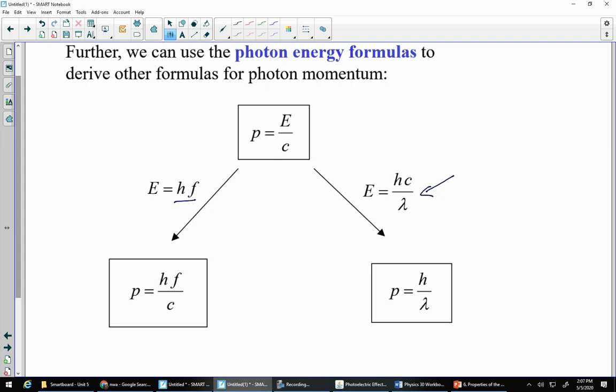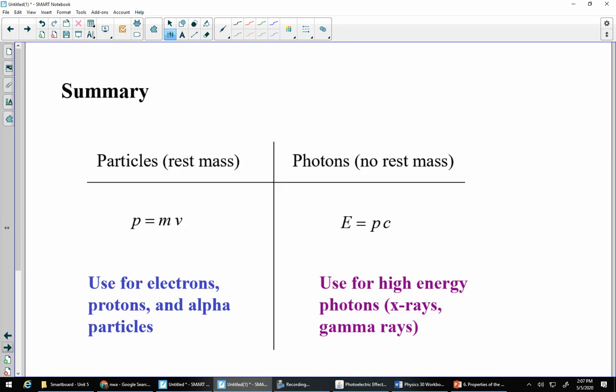And things that you need to note for this, because we're still using kilograms, meters, seconds, the version of Planck's constant that we absolutely 110% have to use is the one with joule seconds rather than electron volts. So we're sticking with joule seconds.